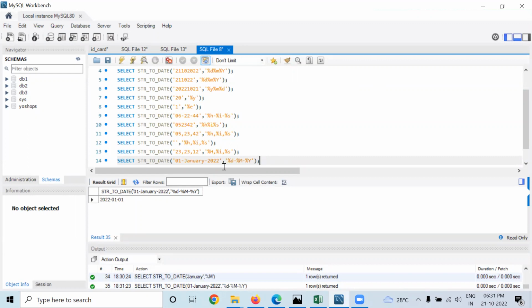So what if I am taking something like Sunday? I don't know whether it was a Sunday or not, but no problem. If I am mentioning day, in that case, I have to put percentage W. Let us take today's date itself. That would be appropriate. 21. Today is Friday. Friday.